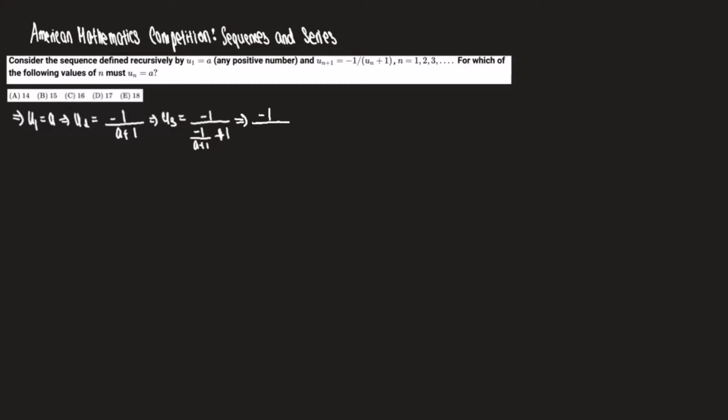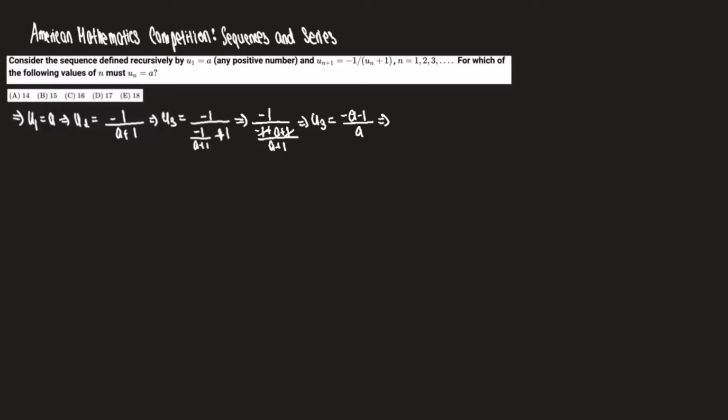So we get negative 1 divided by negative 1 plus a plus 1, divided by a plus 1. The negative 1 cancels out. And then you're left with u3 equals, multiplying by the reciprocal, you get negative a minus 1 divided by a.